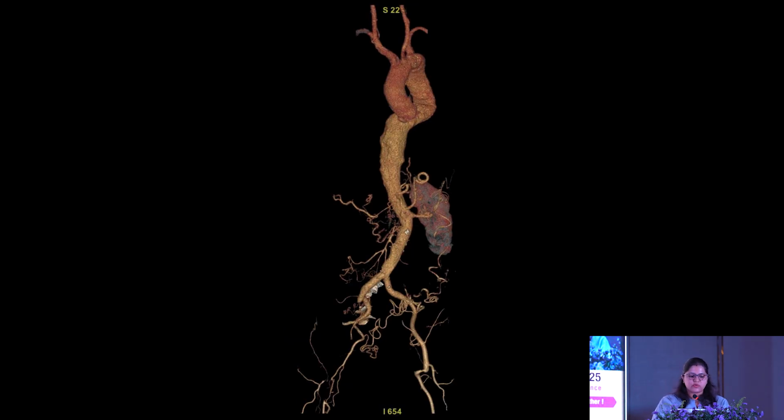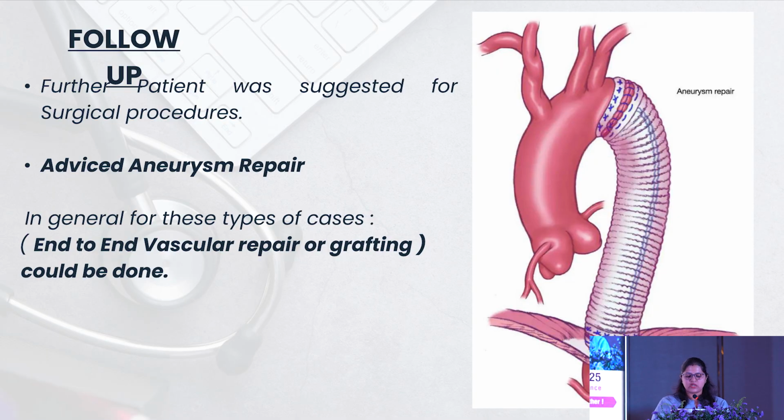After all these diagnostic procedures, the patient was under observation for 1 week and stabilized. Later on he was shifted for surgical procedures, where surgeons advised aneurysm repair. In general, for these types of cases, end-to-end vascular repair or grafting can be done, where they put a conduit.